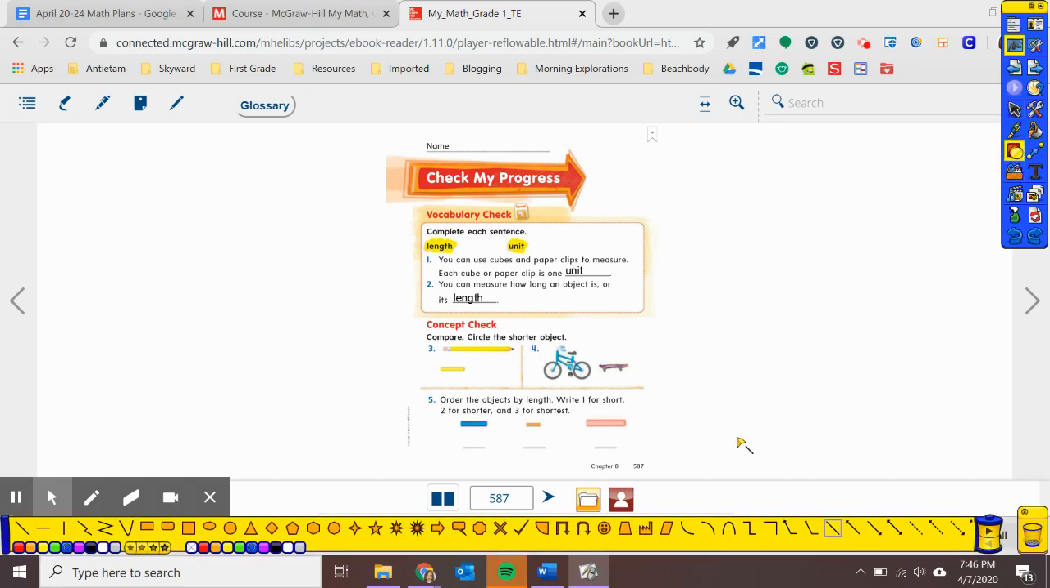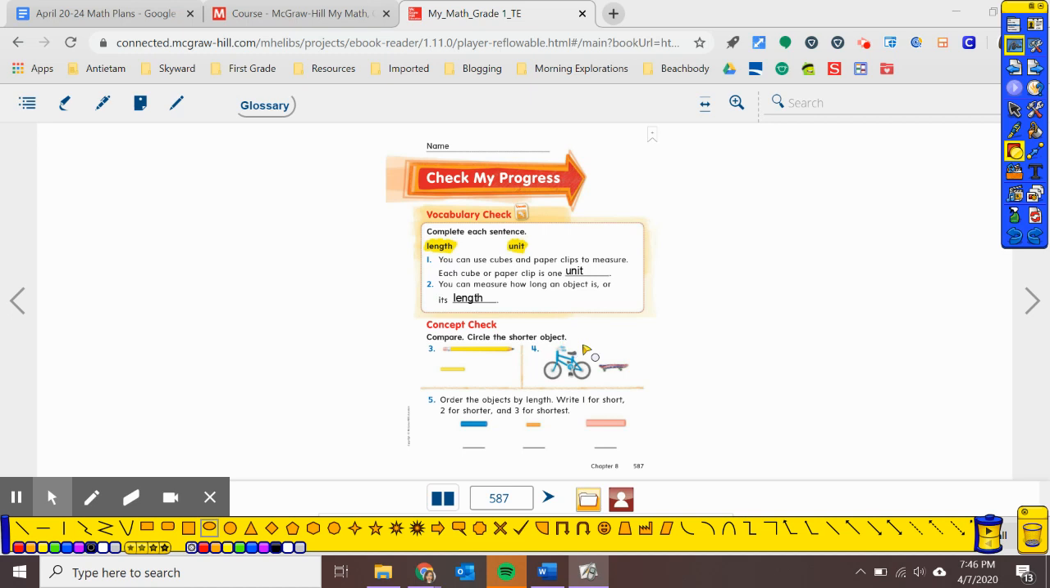All right. Next, we are going to get ready to look at some lengths down here. So for number three, it says compare and circle the shorter object. So we're looking at a pencil and a piece of chalk. Which one is shorter? Circle which one is shorter. I'm going to have you do all of these, and then we're going to go back and review. But I want you to put your answer first.